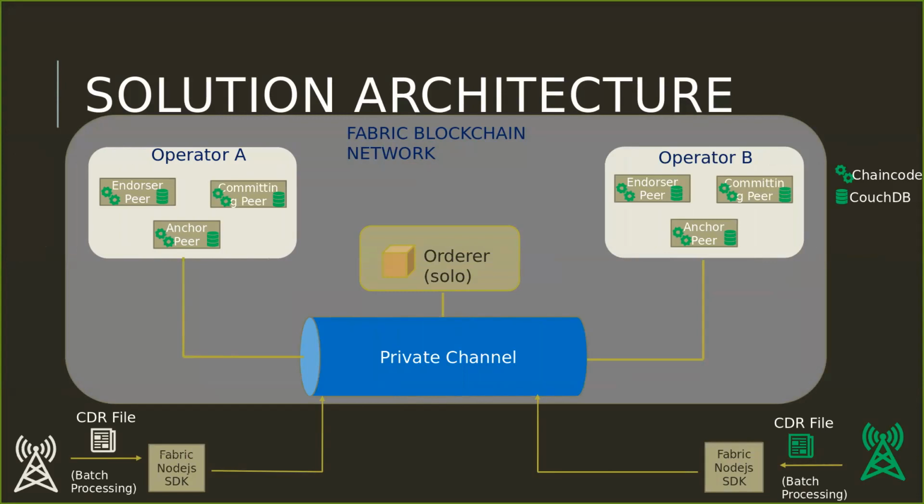Okay, so in this solution, both the operators will be there, and they will have an endorser peer, committing peer, and anchor peer. Right now, I've used 2 peers only. One peer will act as anchor peer and endorser peer both, and another will act as a committing peer for both the organizations, and they're connected with the private channel. Now, both the parties will send their CDR file to the channel where the smart contract will run.